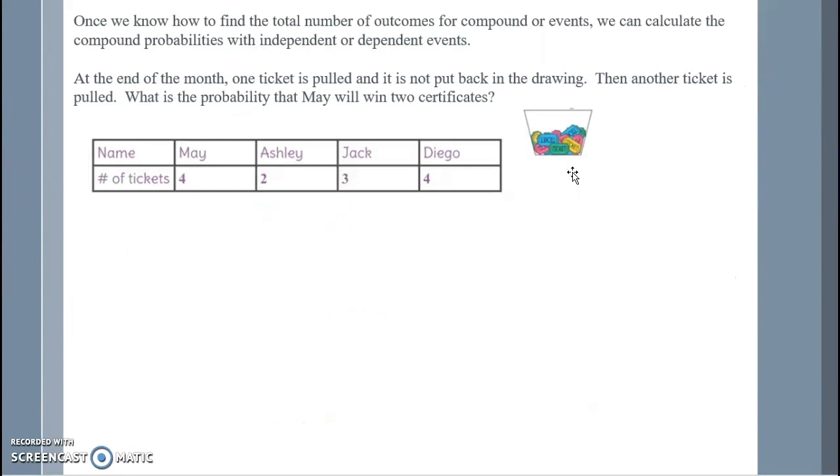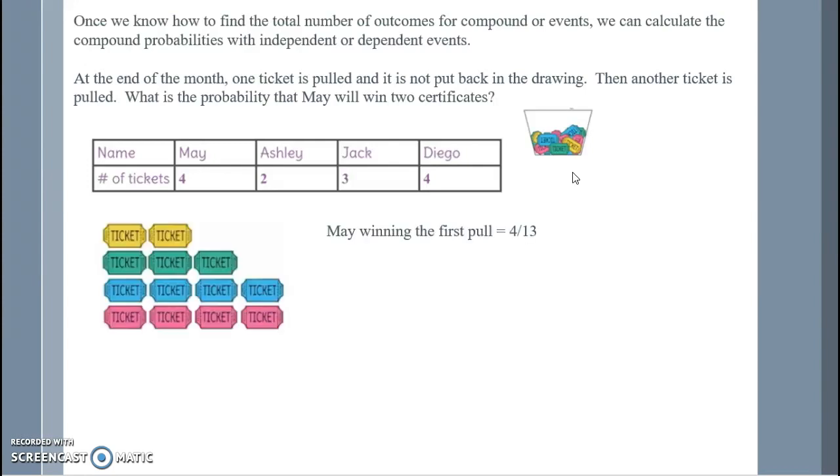At the end of the month, one ticket is pulled and it is not put back in the drawing. Then another ticket is pulled. What is the probability that May will win 2 certificates? May has 4 tickets, Ashley has 2, Jack has 3, and Diego has 4. So May winning the first pull would be 4 out of 13.